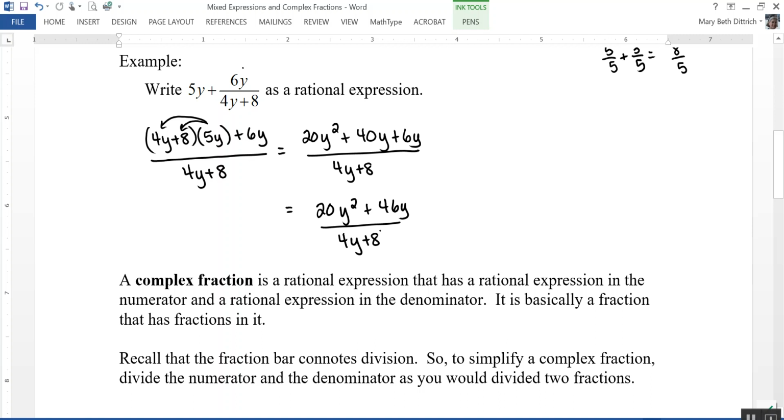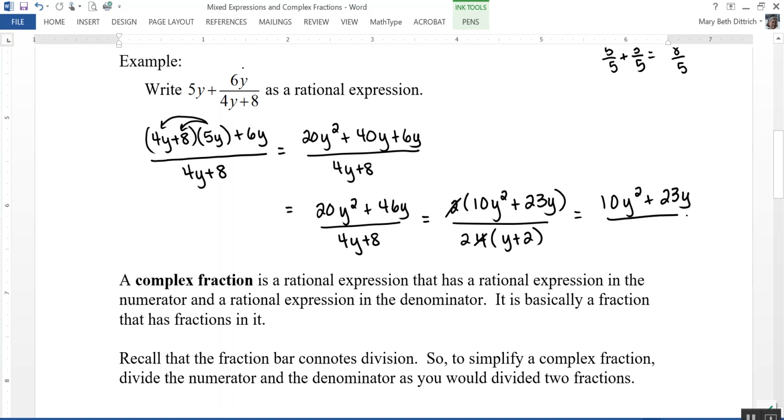And I'm noticing that I can take a common factor out of both the numerator and the denominator. In the numerator I can factor out a 2, and that's going to leave me 10y squared plus 23y. The denominator I can factor out a 4, and that's going to leave me with a y plus 2. And I have a common factor of 2 on the top and the bottom. So my final answer would be 10y squared plus 23y over 2 times the quantity y plus 2. Or you could multiply that out. So it's basically the same thing as saying I'm going to take 5y and multiply both the top and the bottom of that 5y over 1 by the denominator 4y plus 8.